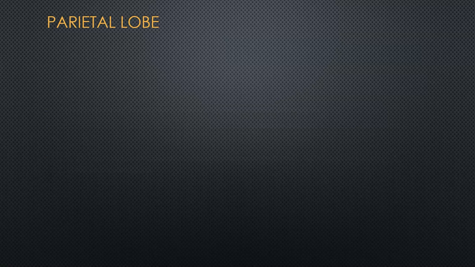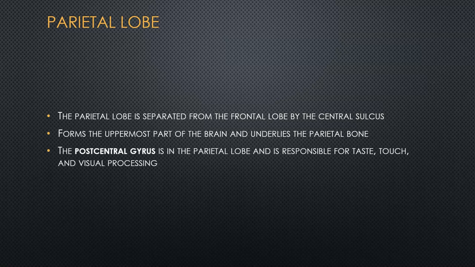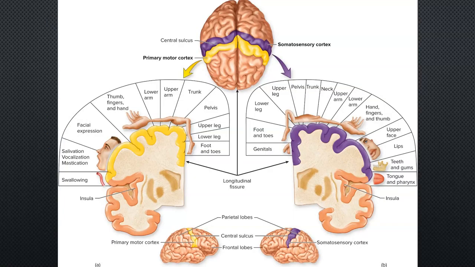The parietal lobe is separated from the frontal lobe by the central sulcus. It forms the uppermost part of the brain, and it underlies the parietal bone. The postcentral gyrus is in the parietal lobe, and it's responsible for taste, touch, and visual processing.